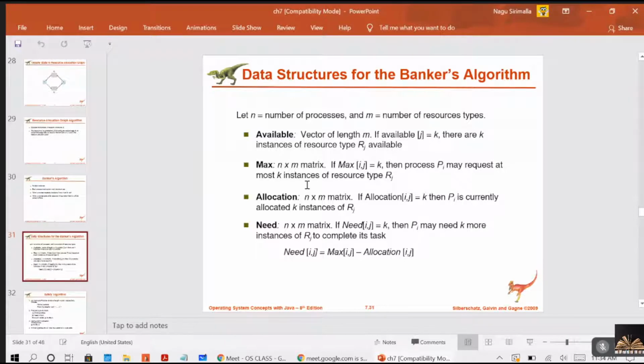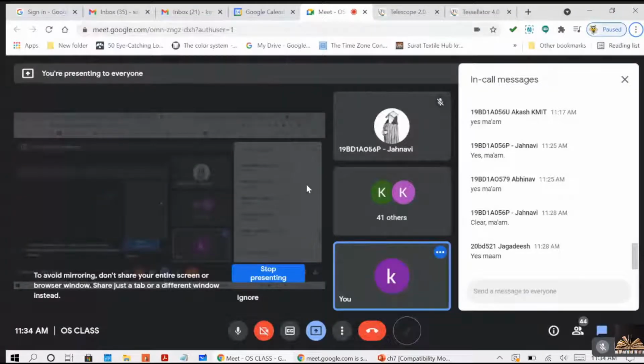See, m is the number of resource types. So each type can have instances. Guys, are you following me? Yes?